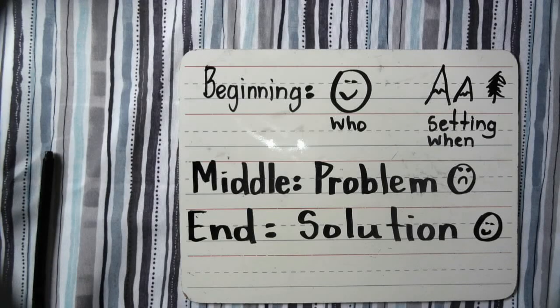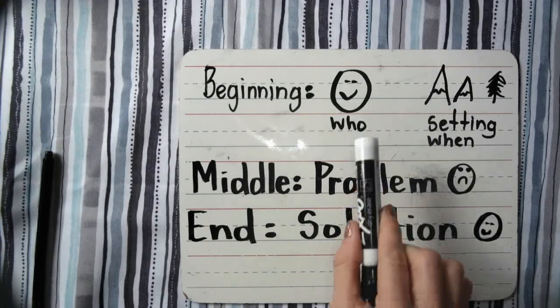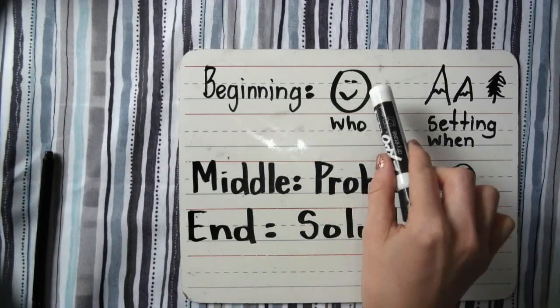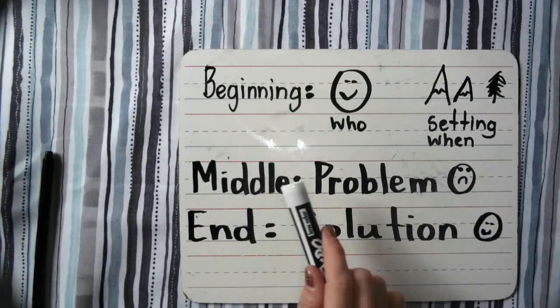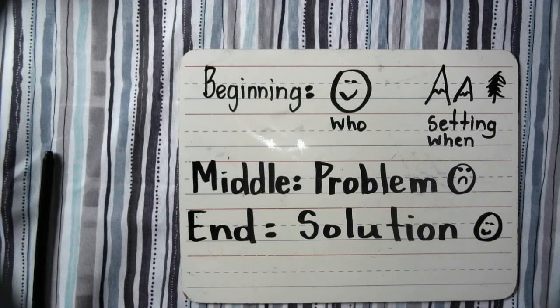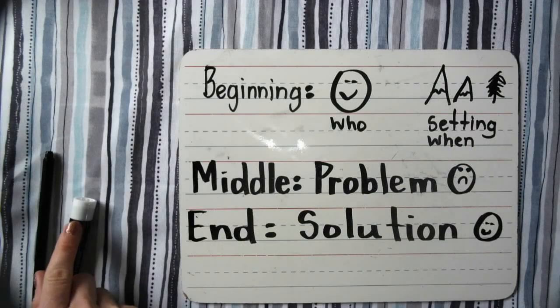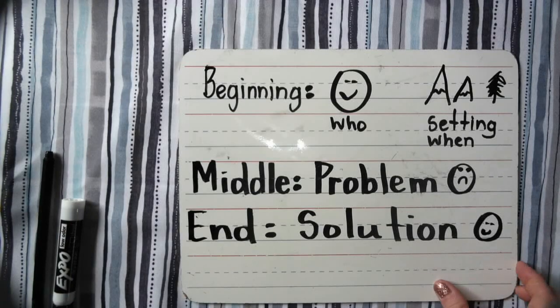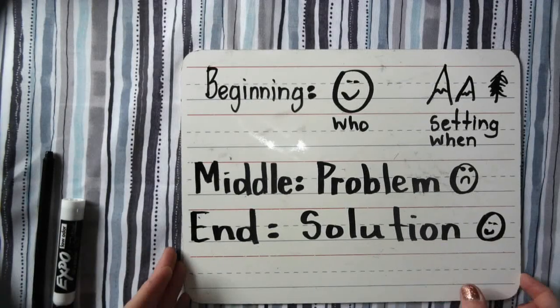So that's sort of the structure of a story. The beginning, middle, and end. There's usually the who and the setting. The middle is the problem, and the end is the solution. And when you understand it really well from reading other people's stories, then it makes it easier for you to understand it when you write your own.